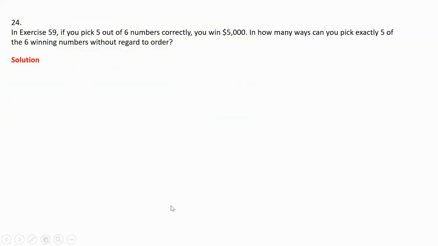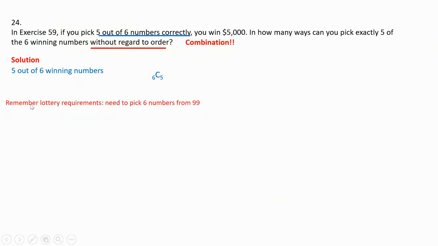Now I believe this is the last problem here. In exercise 59, you pick 5 out of 6 numbers correctly, you win 5,000. In how many ways can you pick exactly 5 of the 6 winning numbers without regard to order? So it's going to be a combination. Okay, so 5 out of 6 numbers will be 6 combination 5, right? But remember, for the lottery, we need to pick 6 numbers from 99. So one out of the 93 losing numbers, right? Because we already got 6 numbers.